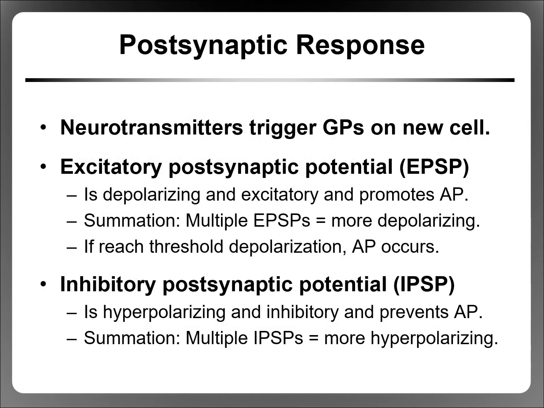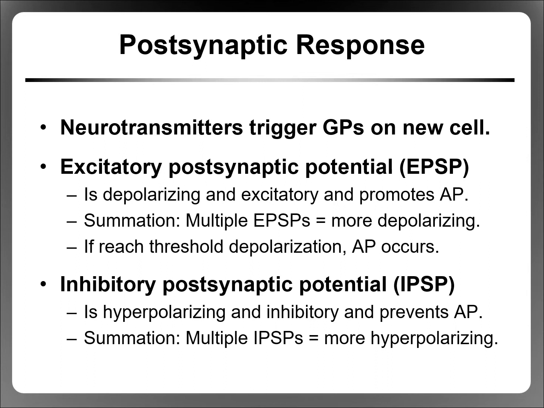Our postsynaptic response means that our neurotransmitters will trigger graded potentials on the new cell. These graded potentials will either excite or inhibit the postsynaptic cell. Our excitatory postsynaptic potential is a depolarizing and excitatory response that promotes the action potential in the postsynaptic cell. This creates summation. When we receive multiple excitatory postsynaptic potentials, we depolarize our postsynaptic cell more and more. If we reach a threshold stimulus, an action potential occurs.